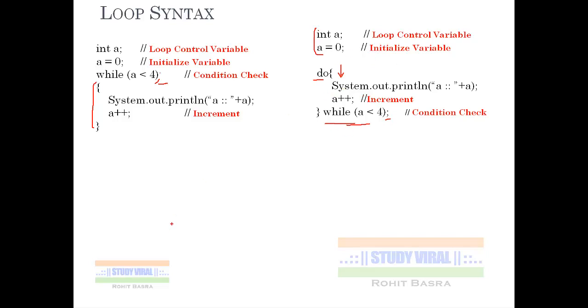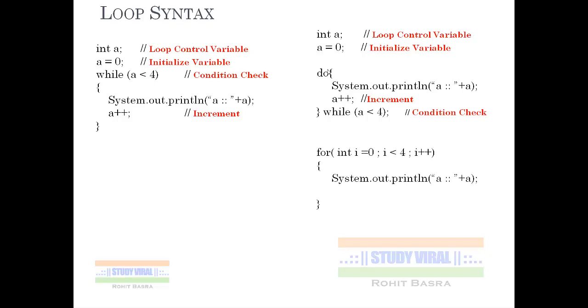And the next one is the for loop. In the for loop, we declare the loop control variable and initialize that variable at the same time. After that a semicolon is required. After that the boolean condition, again a semicolon, and then the increment or decrement of the variable. All of these things remain in the same header section of the for loop.